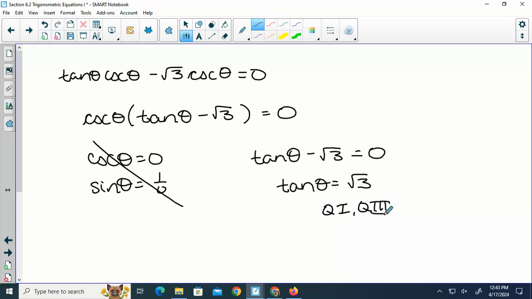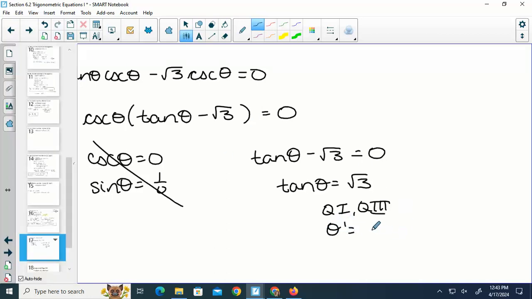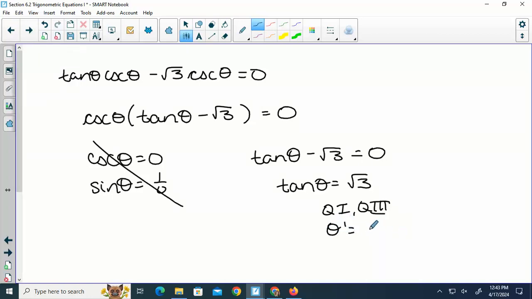Reference angle, we are in radians. Tangent is radical 3 at 60 degrees, which is pi over 3. So pi over 3 in quadrant 1 is still pi over 3. In quadrant 3, we know the top is 1 higher, so that would be 4 pi over 3.